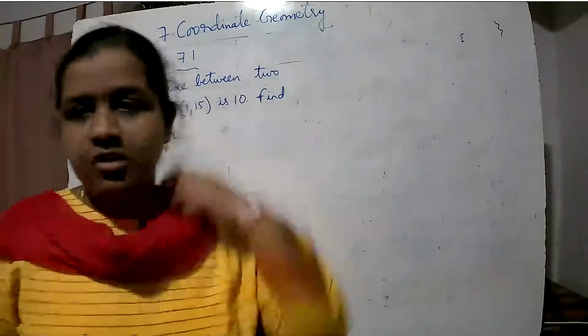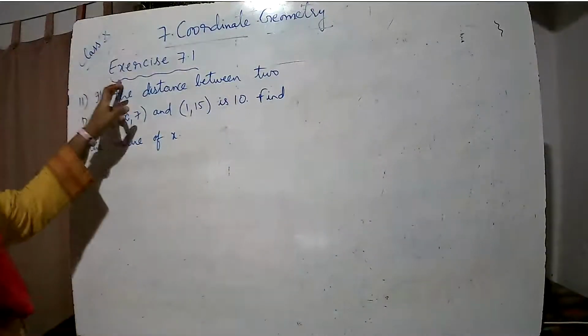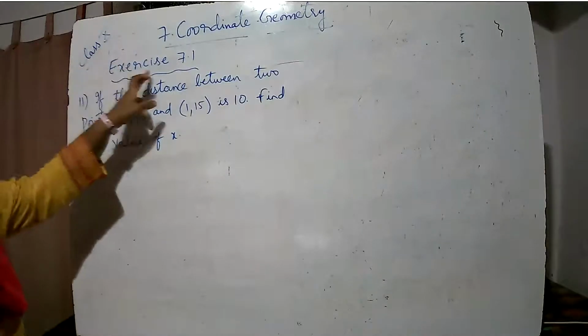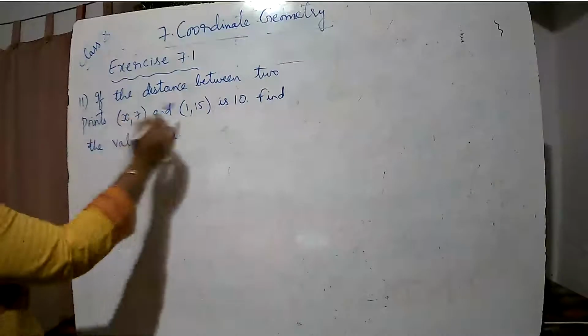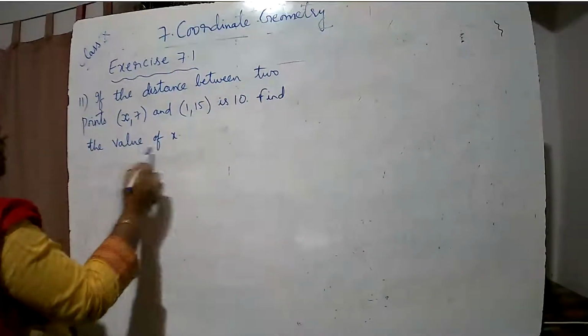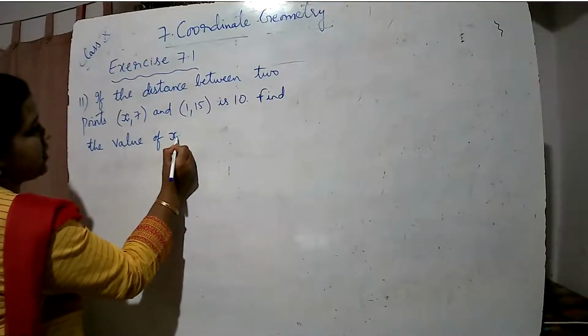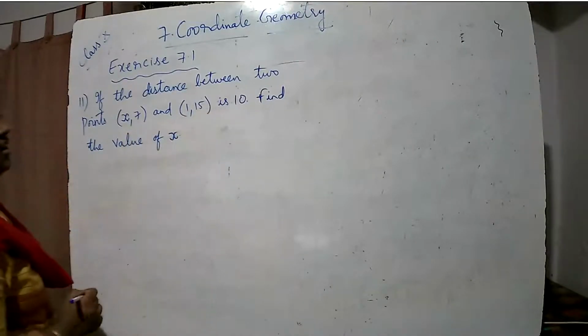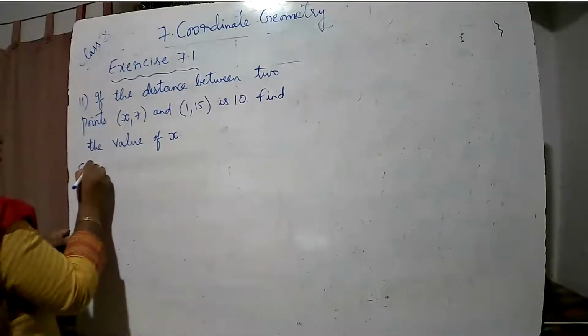Hello children. So today in coordinate geometry of 10th class, in exercise 7.1, we are doing the 11th one. If the distance between 2 points (x, 7) and (1, 15) is 10, find the value of x. So here the distance between the 2 points is given as 10. Then you have to find the value of x.